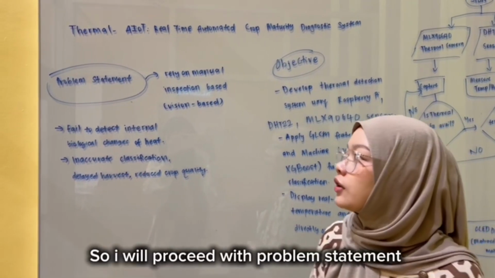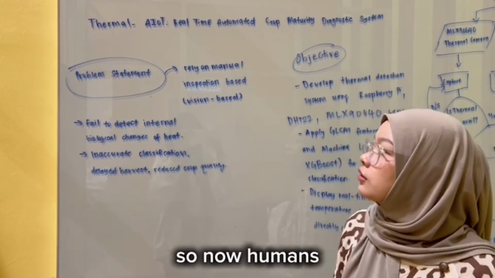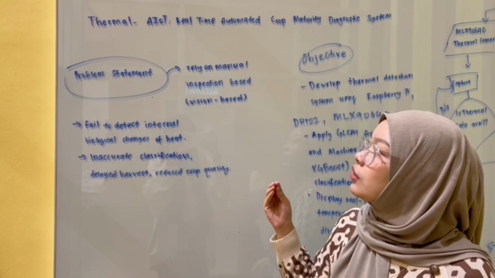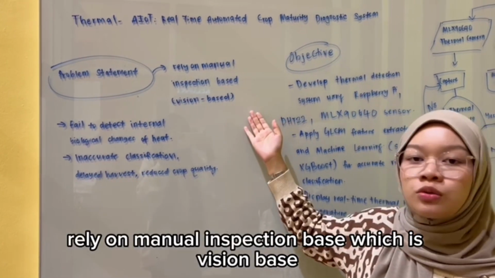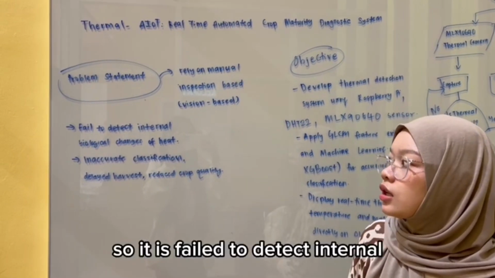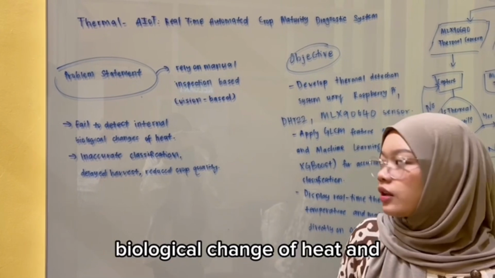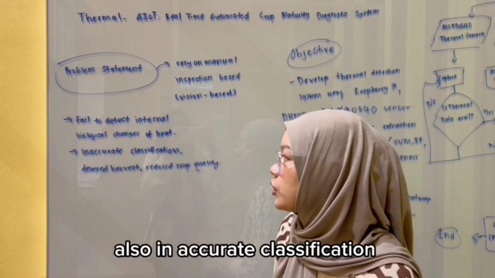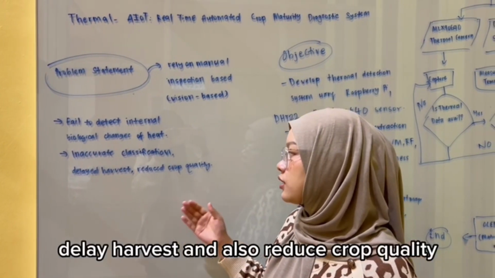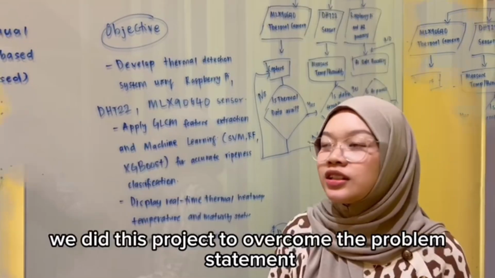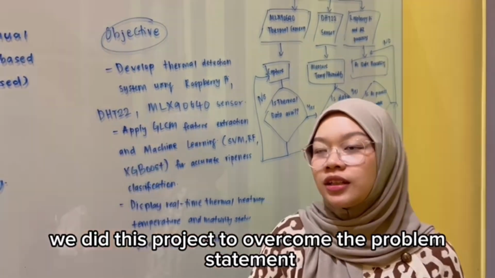So I will proceed with the problem statement. Now, humans rely on manual, vision-based inspection. So it fails to detect internal biological change of heat, and also gives inaccurate classifications, delays of hours, and also reduced crop quality. So we did this project to overcome the problem statement.